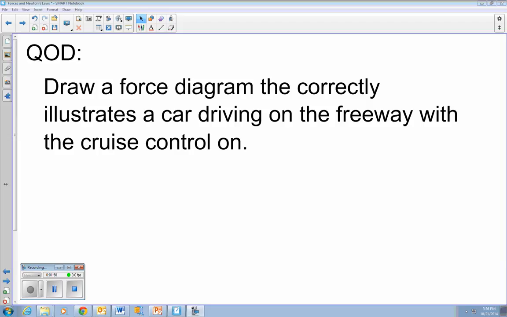So, question for today then is draw a force diagram that correctly illustrates a car driving on the freeway with the cruise control on. Now, yes, some of you, I realize, have never used your cruise control. You don't know where it is. I've driven behind you. But there is a button on your car for the cruise, and there's a particular purpose for it. So why don't you go ahead and draw a force diagram of your car, of what it looks like when your cruise control is on. Go ahead and get started, and I will start working through the problem shortly.